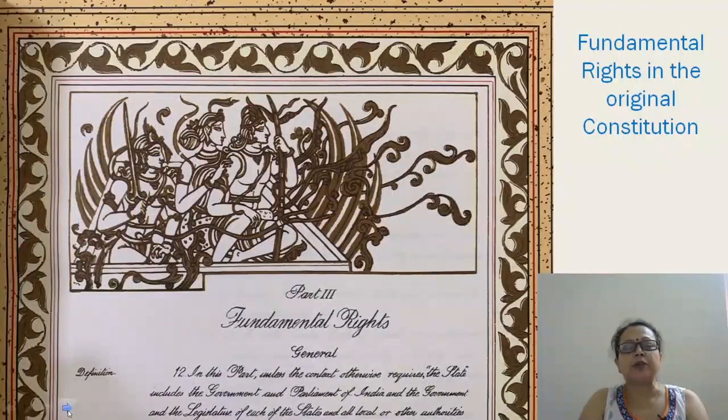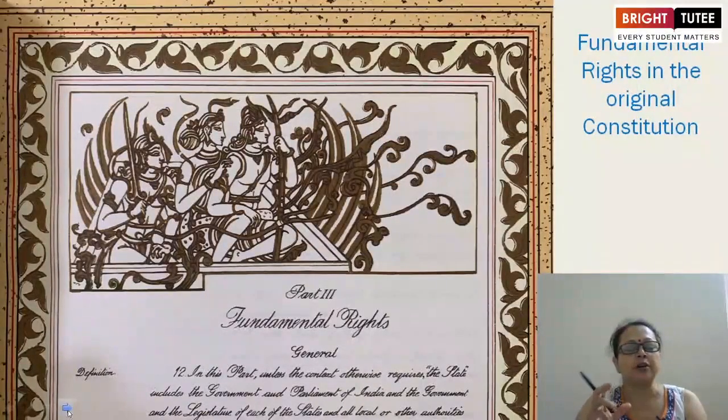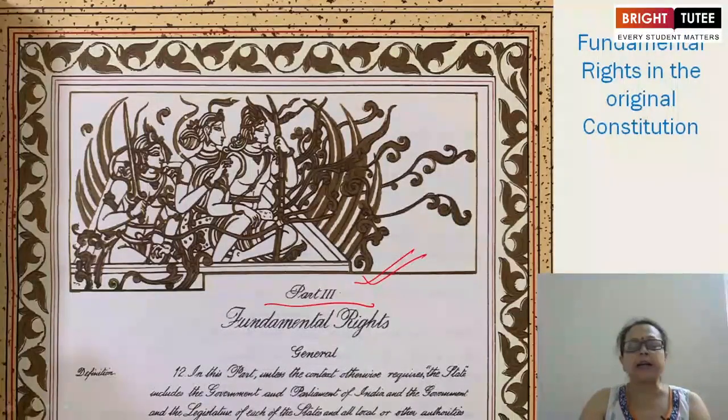This is about the fundamental rights in the original Constitution. The book which has been given in the previous slide, the original Constitution book, which is kept in the Parliament, and this is the page of the fundamental rights, part 3. It is mentioned that this fundamental right is written in part 3 of the Constitution.